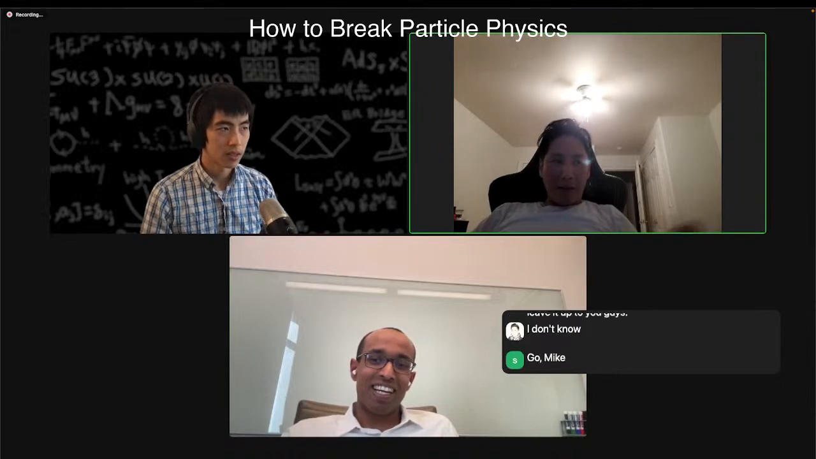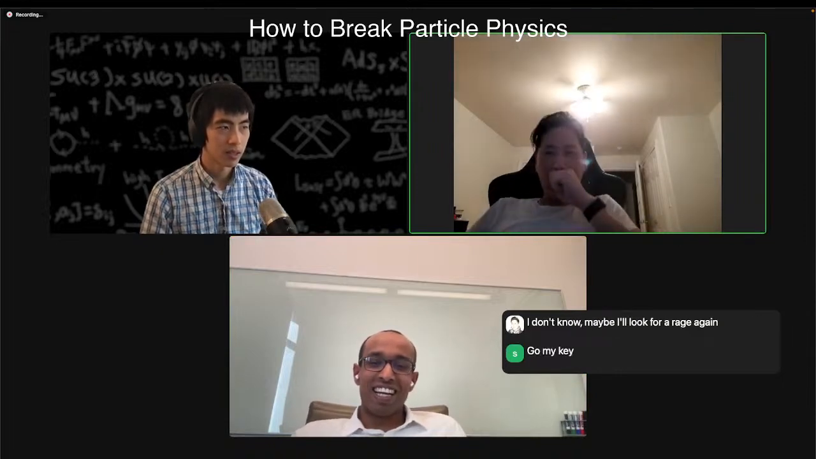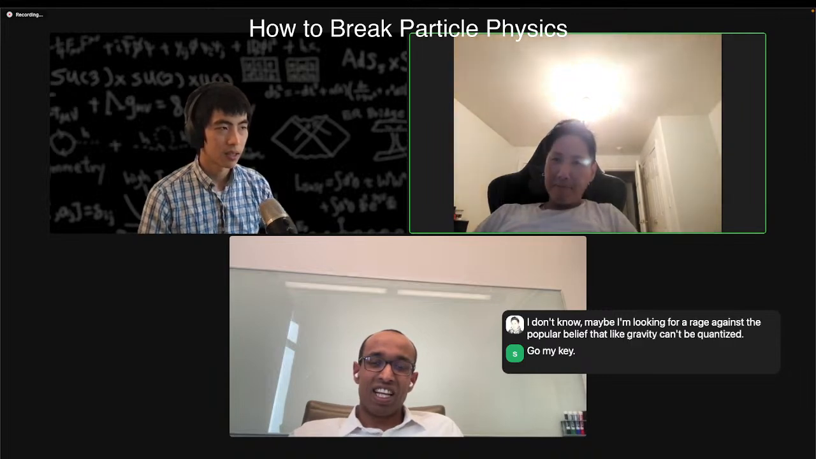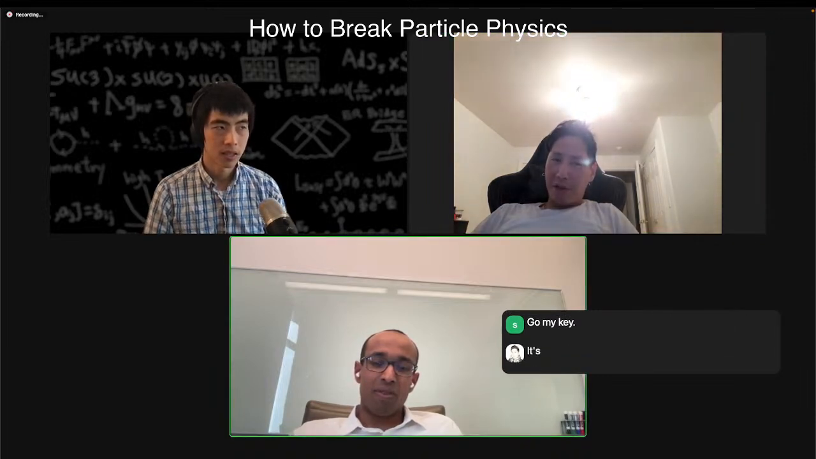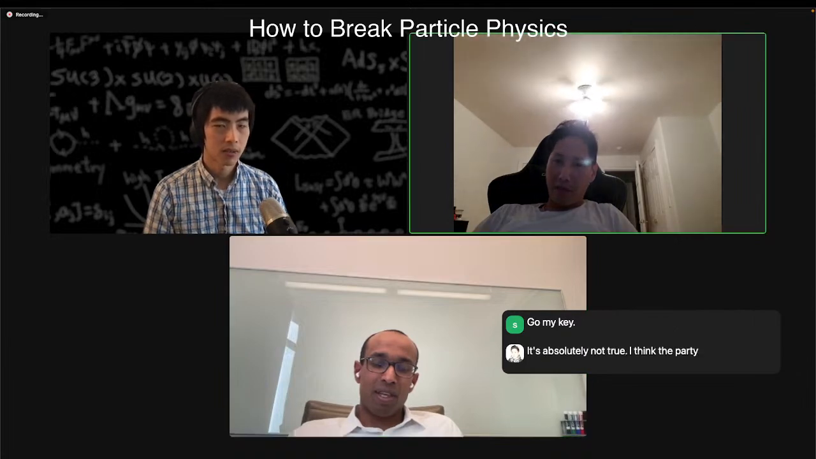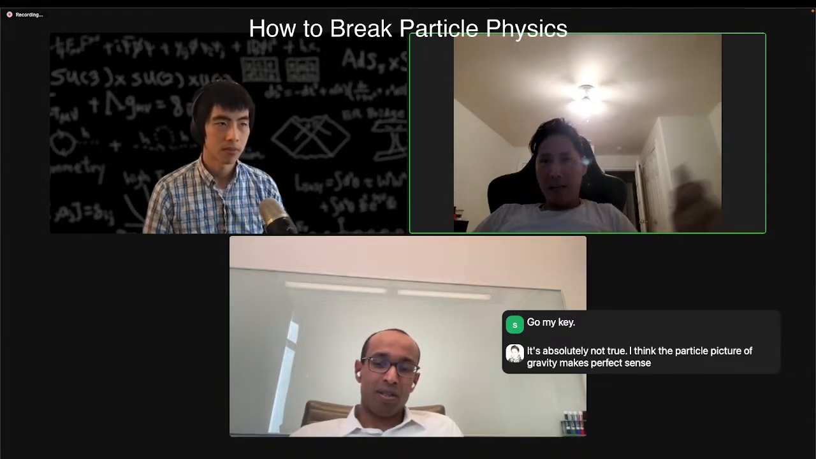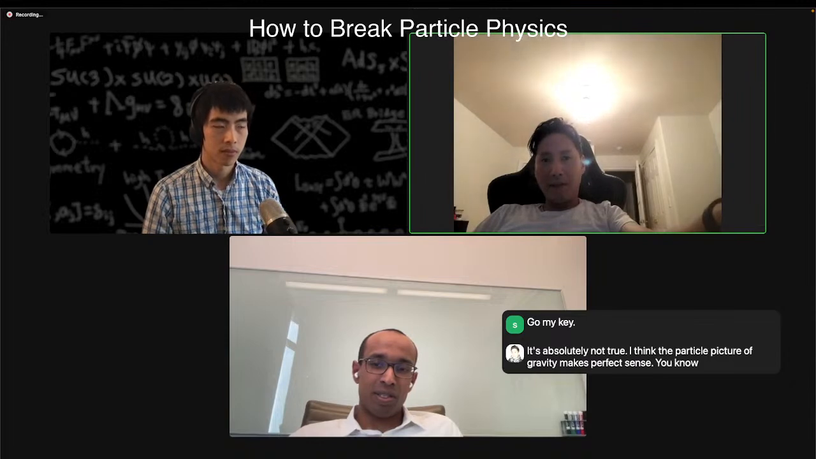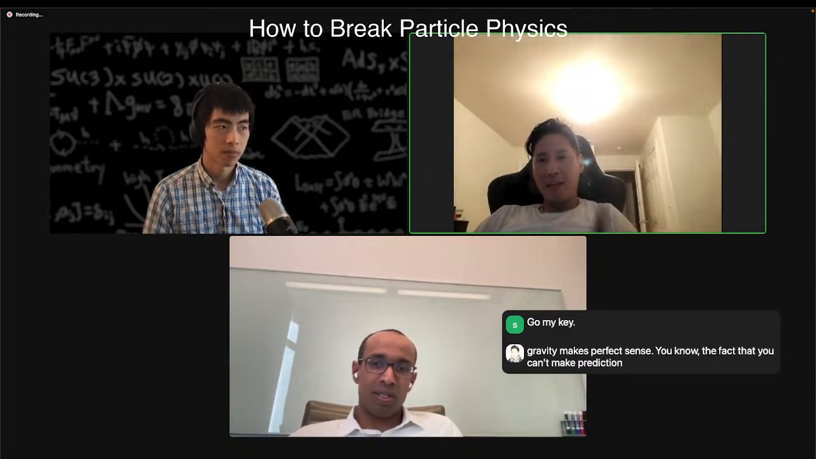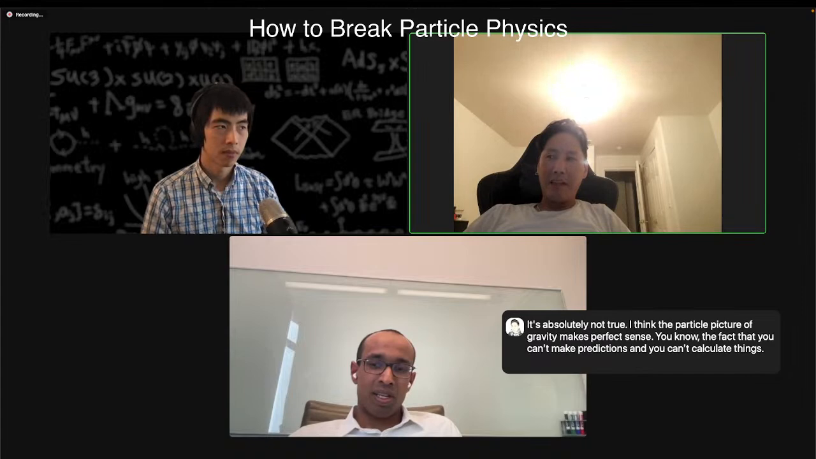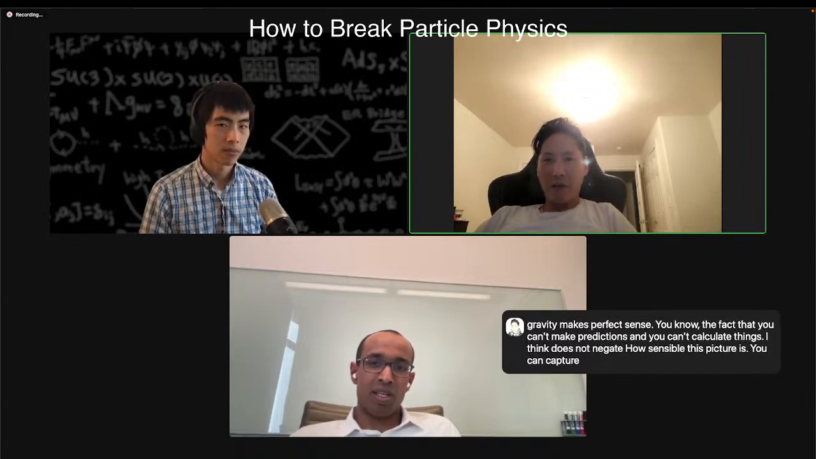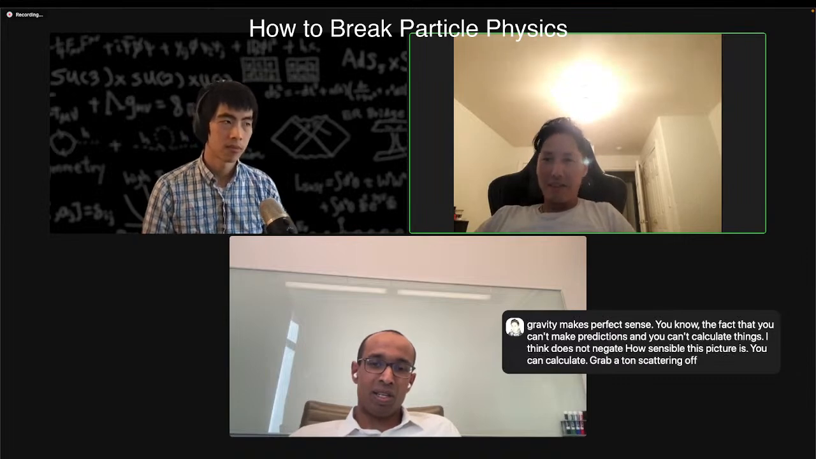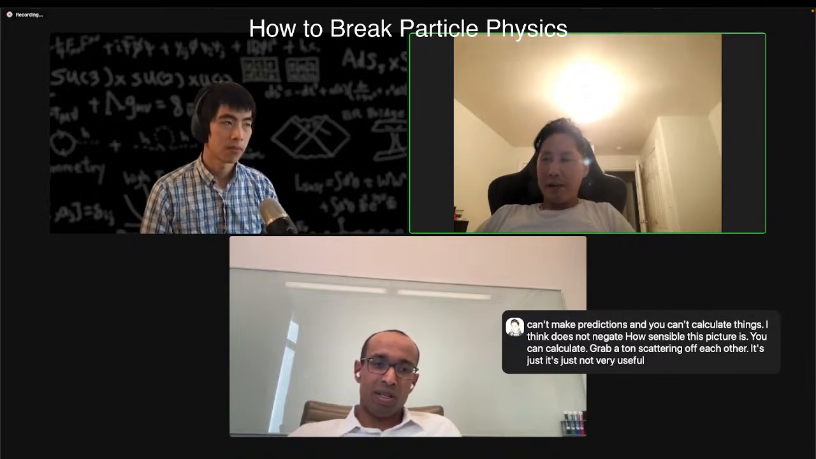Maybe Mikey. I would just want to rage against the popular belief that gravity can't be quantized. It's absolutely not true. I think the particle picture of gravity makes perfect sense. The fact that you can't make predictions and you can't calculate things does not negate how sensible this picture is. You can calculate gravitons scattering off of each other. It's just not a very useful thing to do.